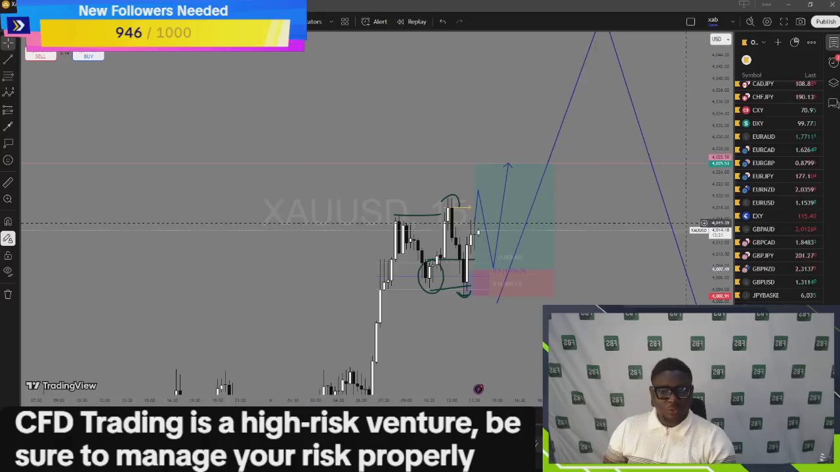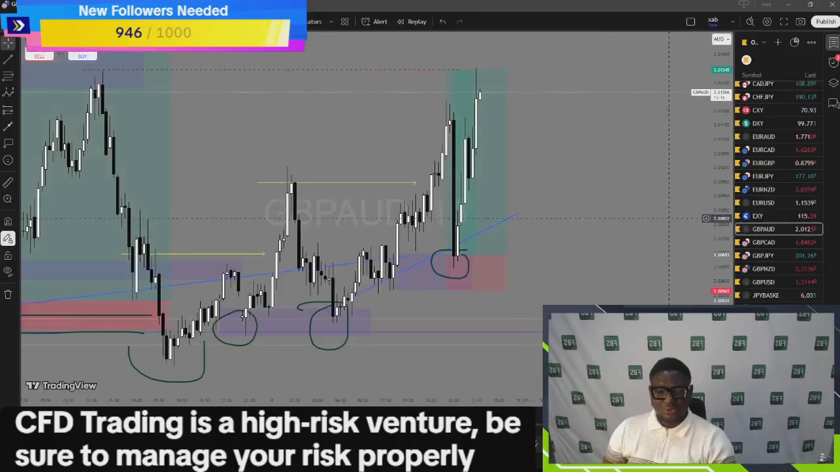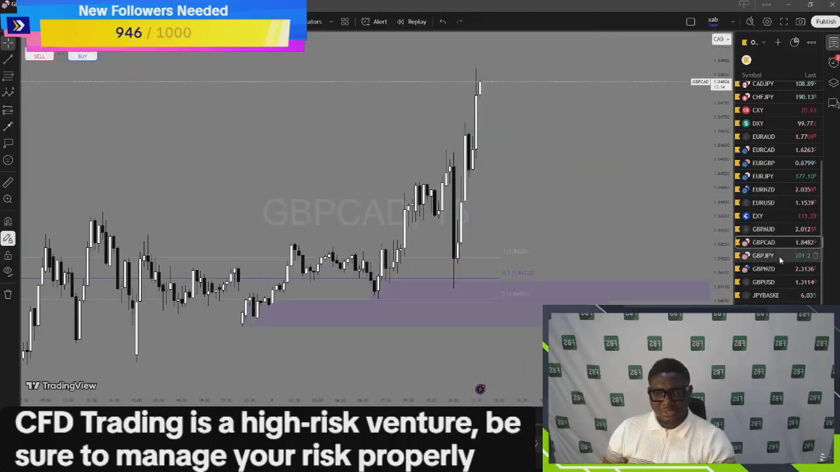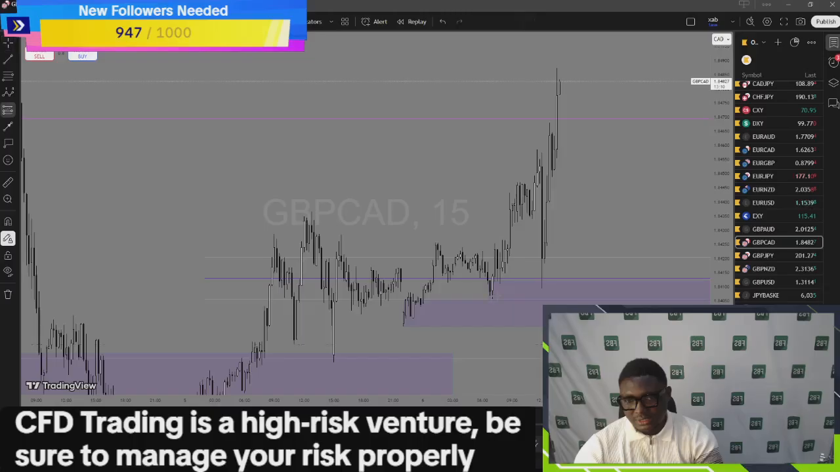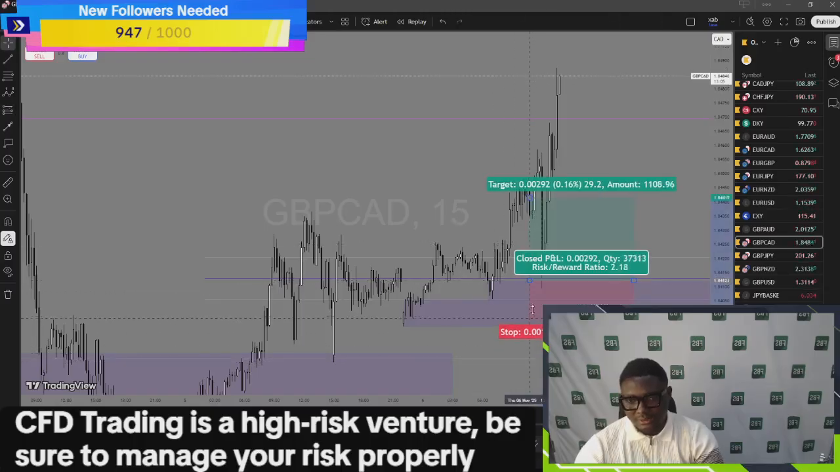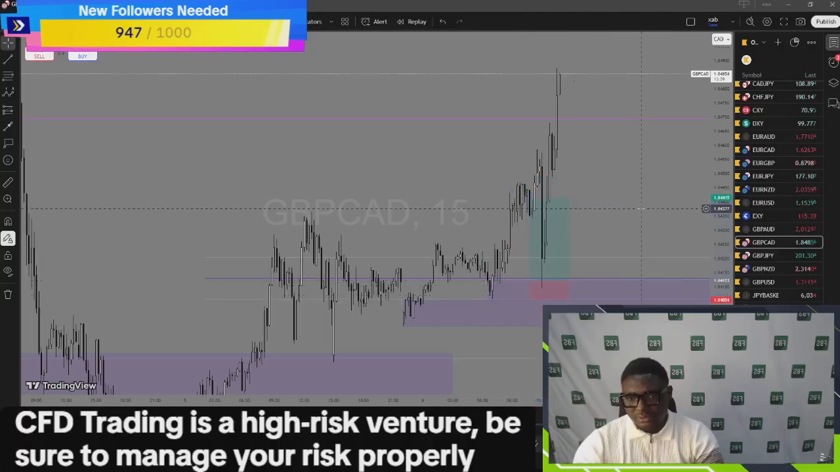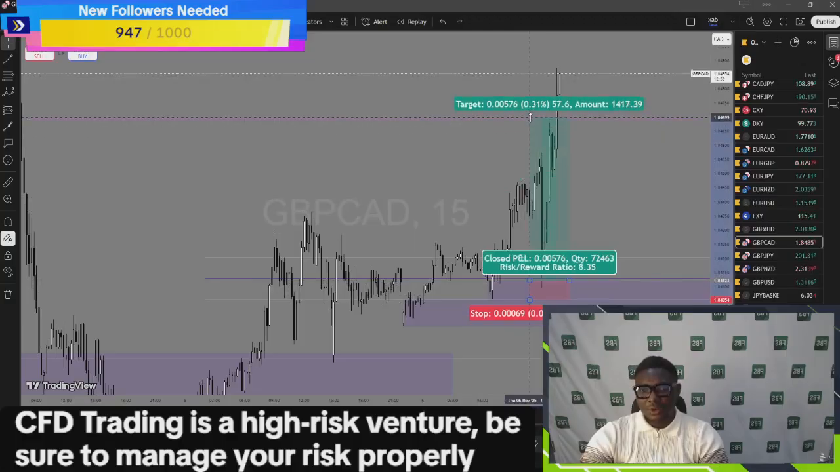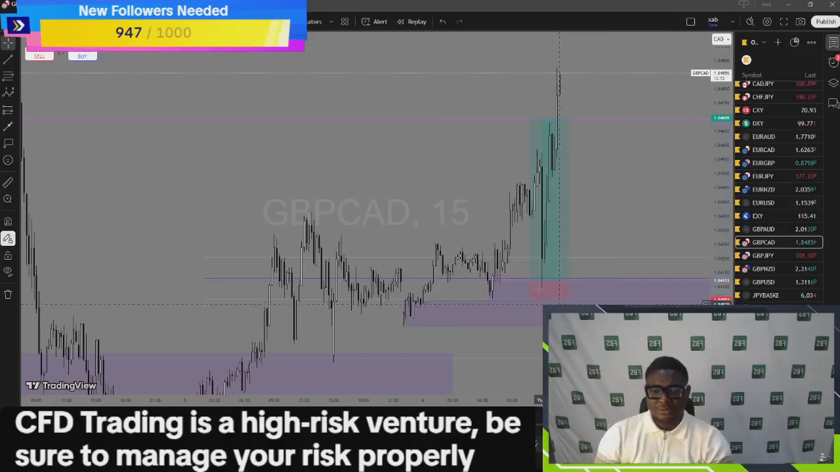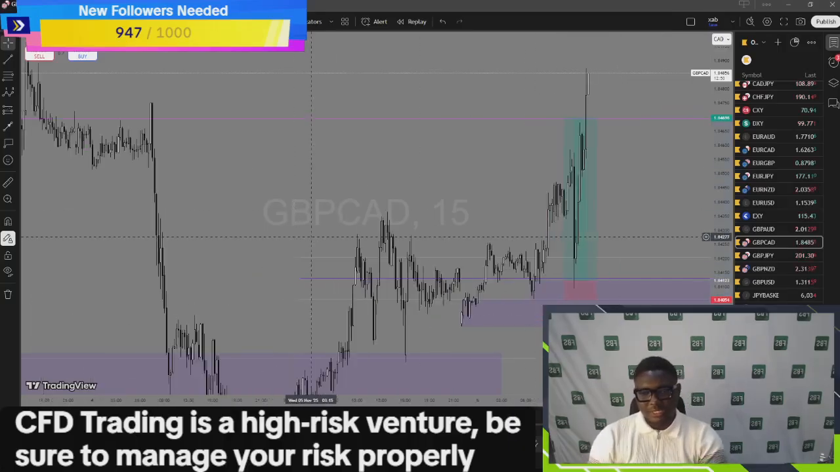So yeah, that's gold. All right, I think we talked about GBP/AUD too. Okay, no, GBP/AUD is where we're coming from. GBP/CAD, yeah, this was a setup yesterday. As you can see, this was the nearest zone marked, and that was a 1:8 risk to reward. Sniper entry for that matter.